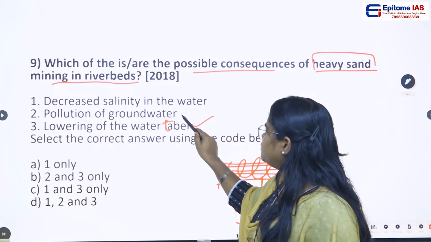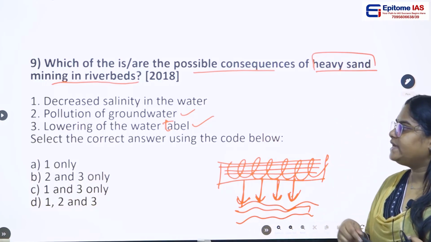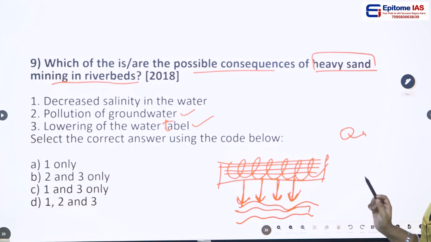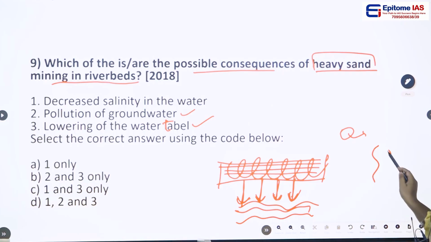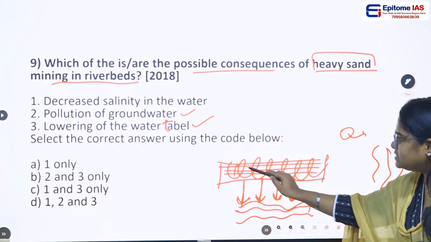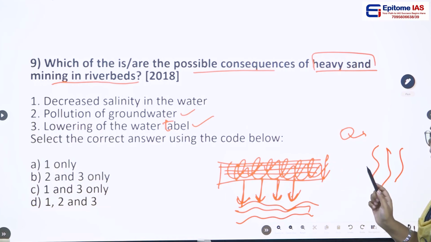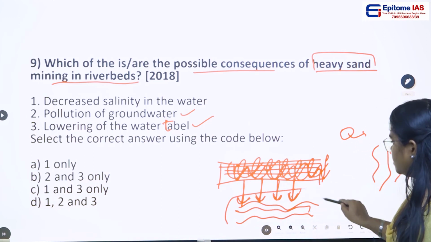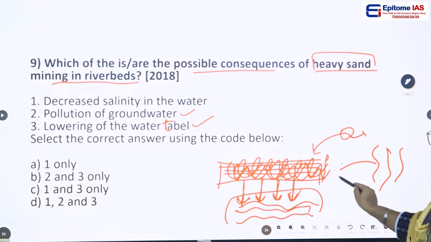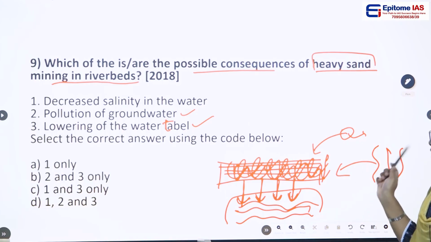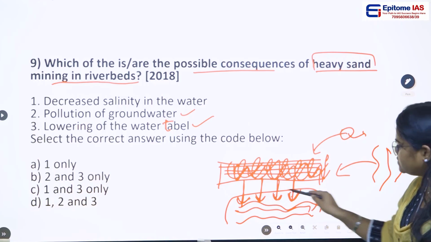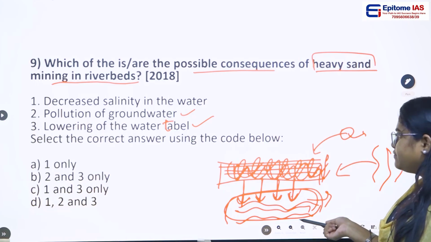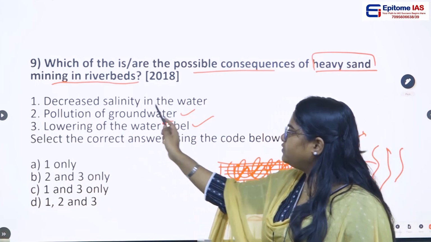And second is pollution of groundwater. How? Again, let's say there is some mining activity happening nearby, or let's say there is a sea nearby. Now when you are removing the sand from the river bed, what will happen? This acts as a barrier to the groundwater. Now this pollution or sea water, ocean water, comes in and mixes with the groundwater. So the groundwater is contaminated. So yes, it will also lead to the pollution of groundwater.